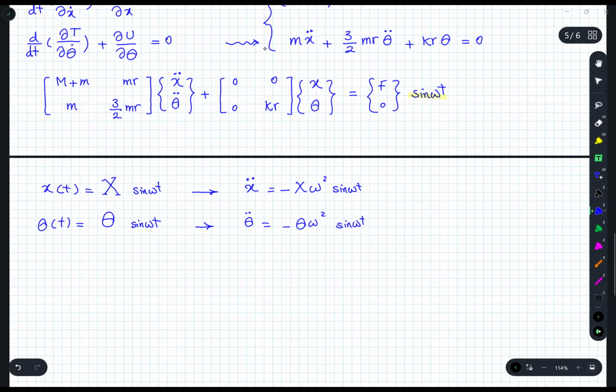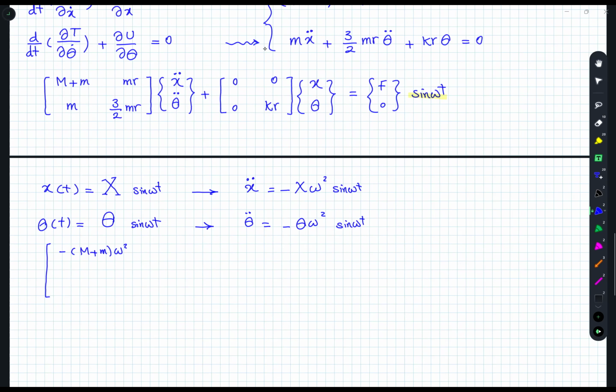If I substitute this into the matrix, do the math, and simplify it, I end up with an answer which is actually minus m omega squared, m r omega squared, and k r minus m r omega squared.